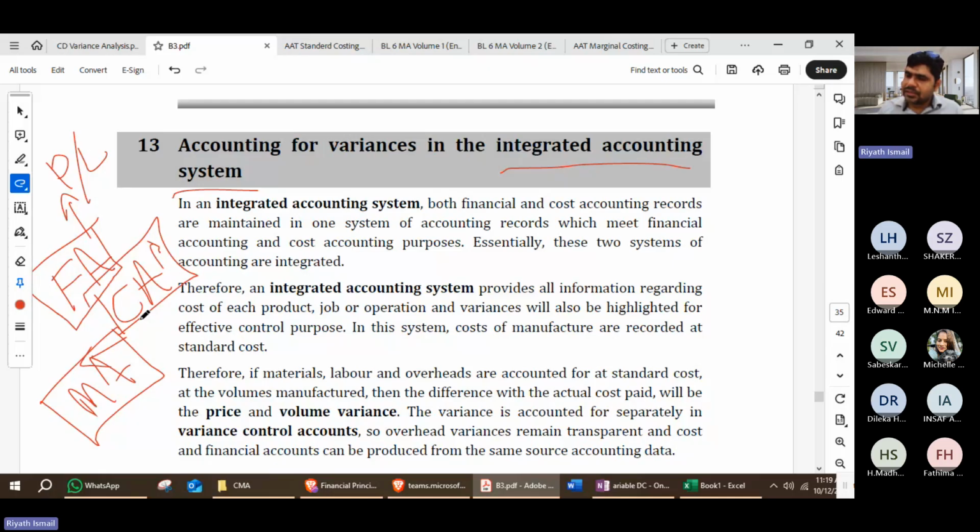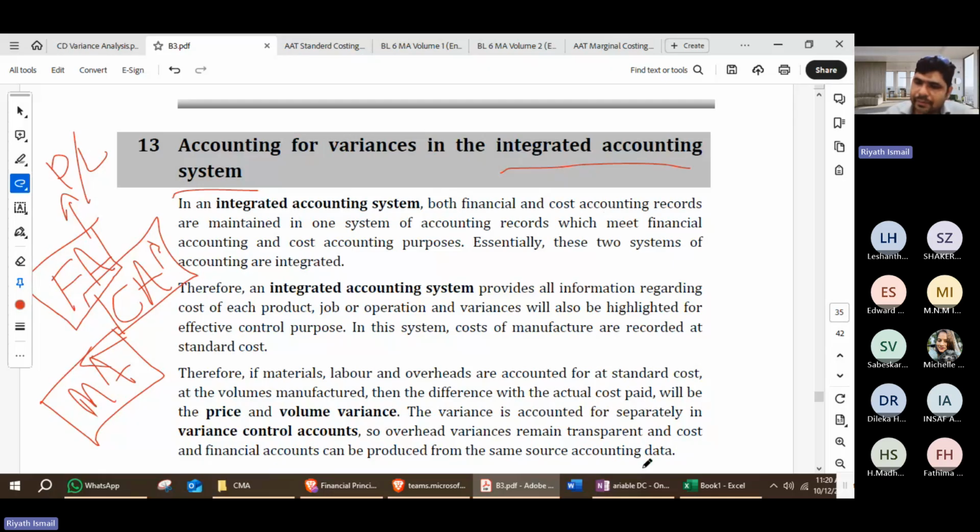Now, by keeping all these systems separately, it's hard to make a decision. So what is the new controlling mechanism called? The integrated accounting system, that is a combination, right? It integrates financial accounting, cost accounting, and management accounting in one system. You know, the double entry system.